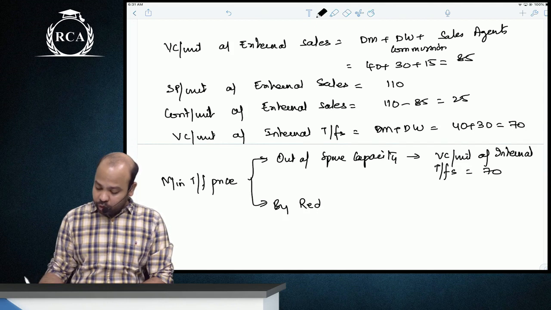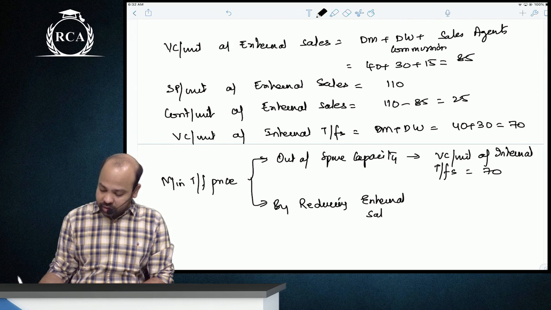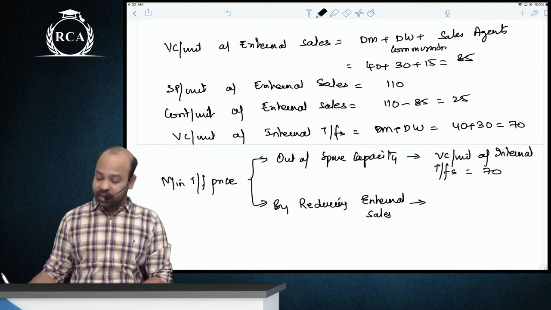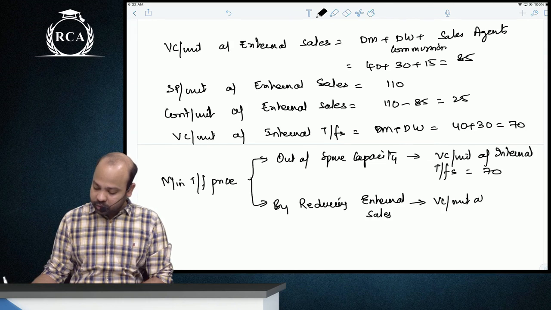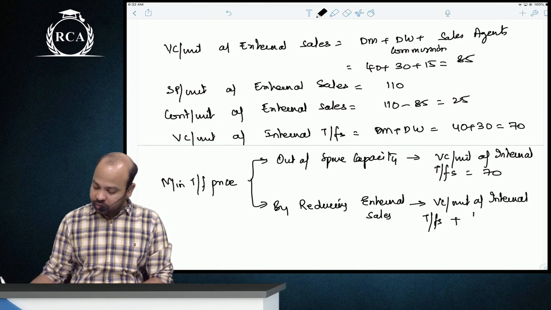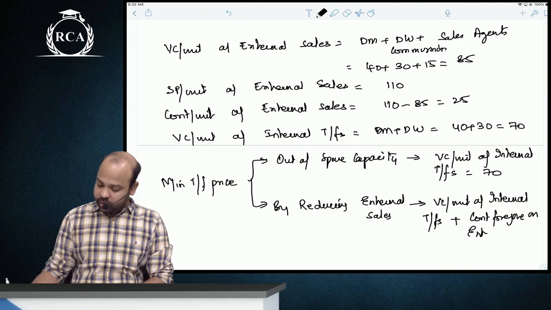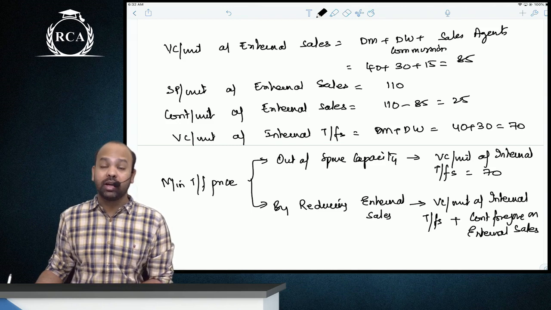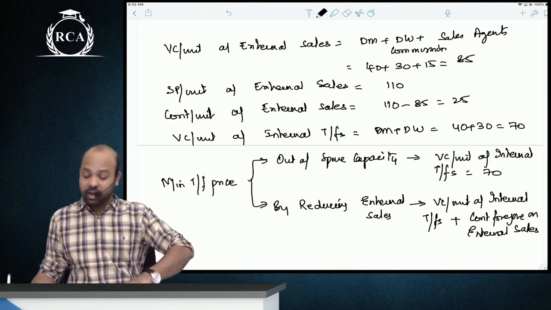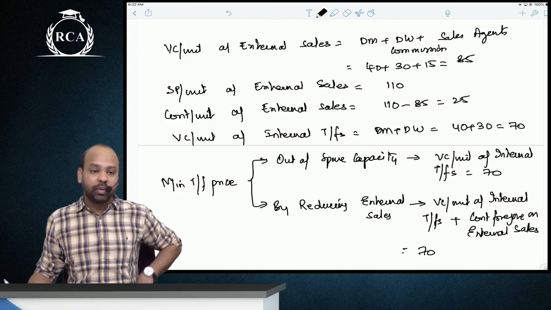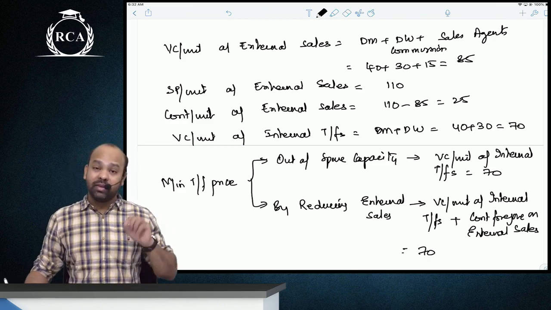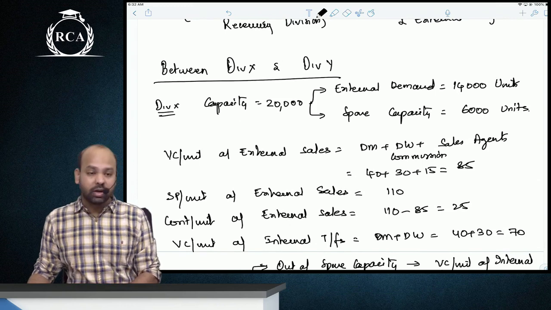But then sir, what if I want to reduce external sales and then transfer internally? If you want to reduce external sales and transfer internally, it would be the variable cost per unit of internal transfers plus contribution foregone on external sales. Think like this: in the external market you can sell at 110 rupees, but if you transfer internally you will not incur 15 rupees. So 110 minus 15 is 95. Or to put it another way, 70 rupees per unit is the variable cost of internal transfers.